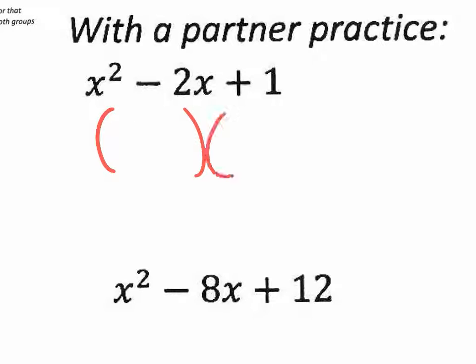What do you guys say the answer is going to be? What numbers belong in there? Let's make a list. How could I get the answer 1? 1 times 1 is 1. That's it. There's nothing else. So if I add 1 and 1 together, I'll get a positive 2, not a negative 2. It's the right numbers, just the wrong sign. So let's make them both negative. Boom, boom. There's your answer. X minus 1, X minus 1.